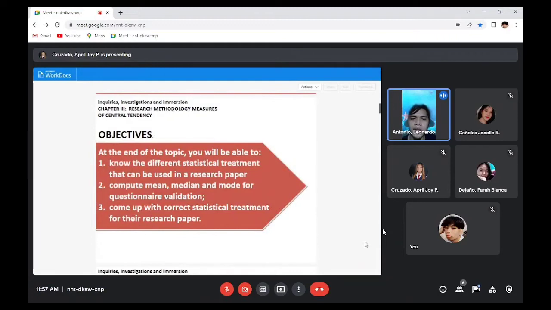In this chapter, the objectives are: first, know the different statistical treatments that can be used in a research paper. Second, compute mean, median, and mode for questionnaire validation. And third, come up with the correct statistical treatment for the research paper. Next slide and next reporter, please.